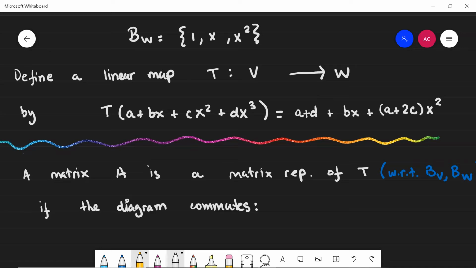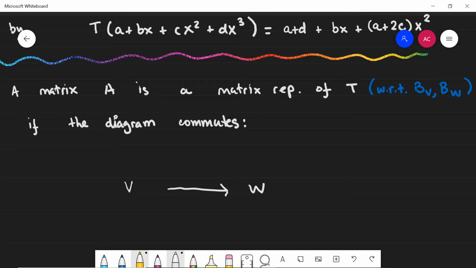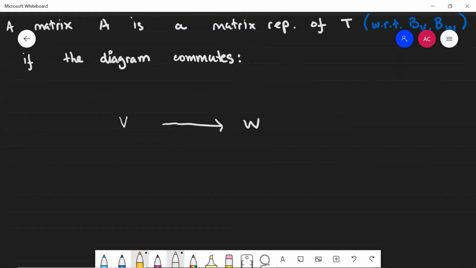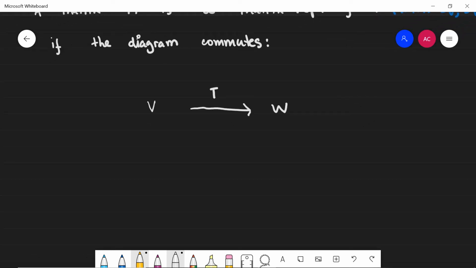T of a plus bx plus cx squared plus dx cubed is a plus d plus bx plus a plus 2cx squared, right? This correspondence is what we call T. This is the linear mapping from V to W. Now I have vertical arrows. I can think of vertical arrows here.